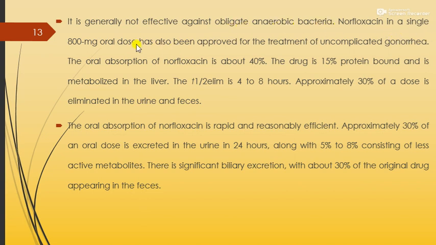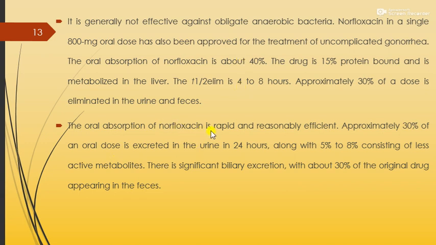A single oral dose of near about 800 mg has been approved for the treatment of uncomplicated gonorrhea. The oral absorption of norfloxacin is about 40%. The drug is 15% protein bound and is metabolized in the liver. The half-life of elimination is 4 to 8 hours. Approximately 30% of a dose is eliminated in the urine and feces.